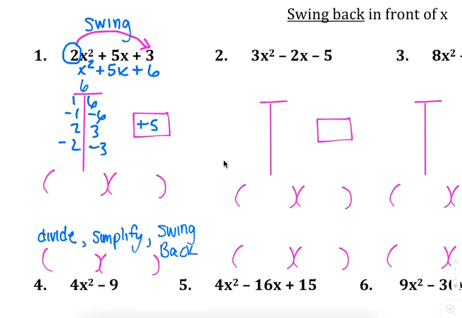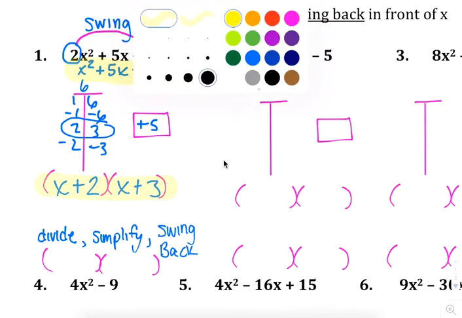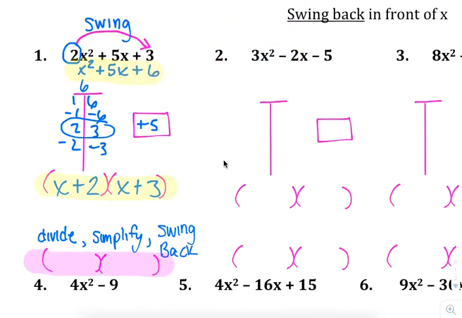And when I find 2 and 3, I'm still going to put them in my parentheses, just like we did before. x +2, x +3. But this time, that's not making my answer. This answer matches this equation. I need another one. I need a final answer to match my original equation.